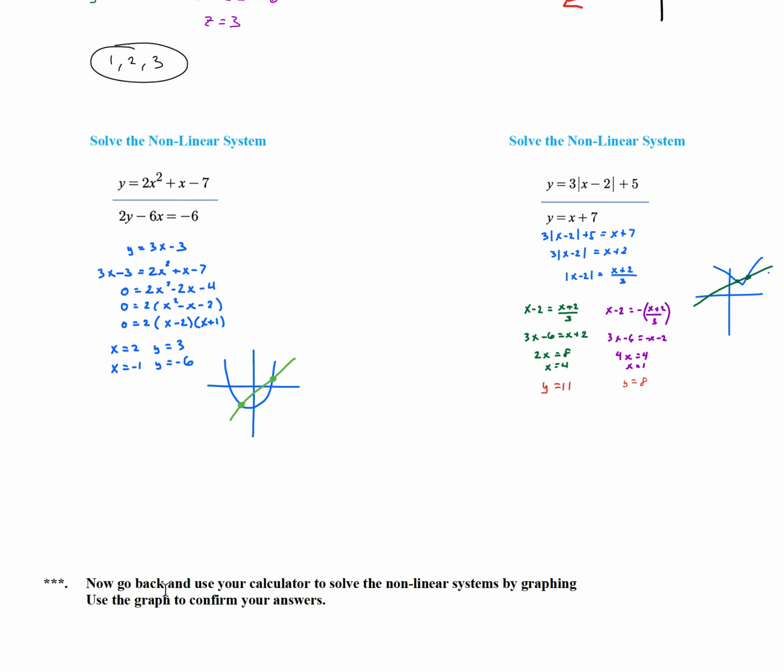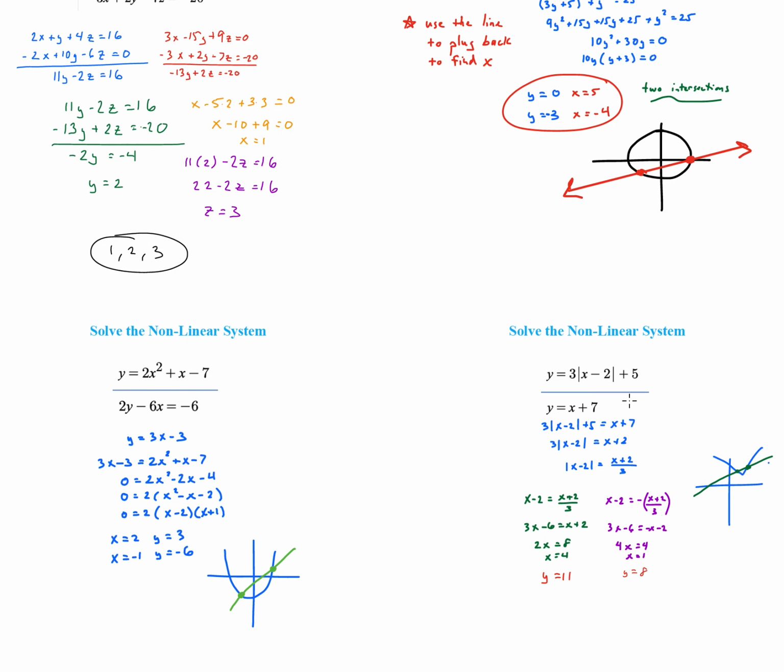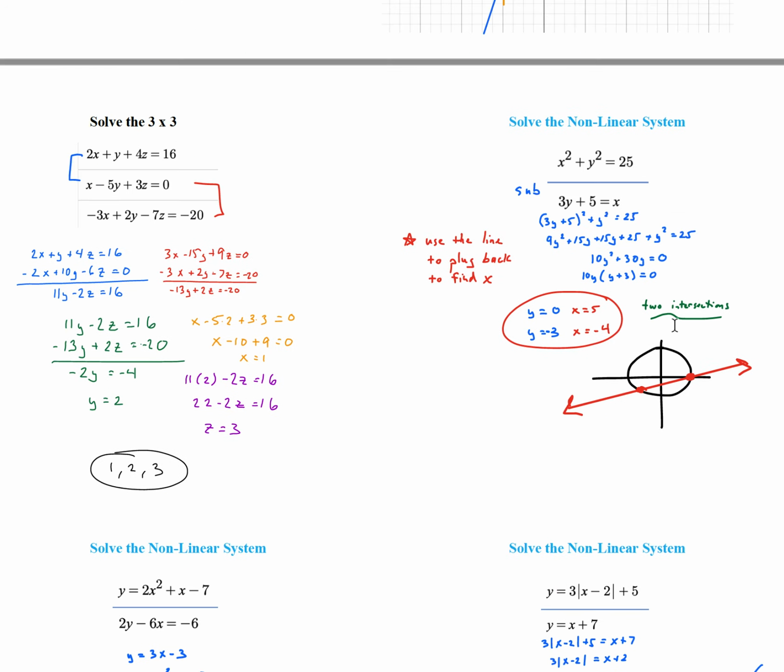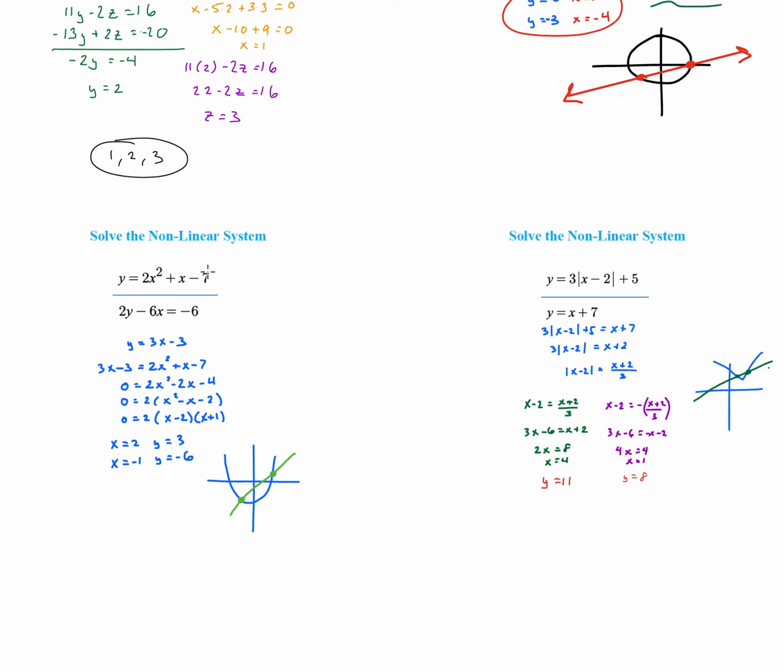Okay, so I give you the hint, hey, go and use your calculator. So you could have just graphed this and found the intersection. You could have graphed this and graphed this. Now, you can't graph this on your calculator, but you could have graphed it on Desmos. And yeah, you could have graphed this one and got this.